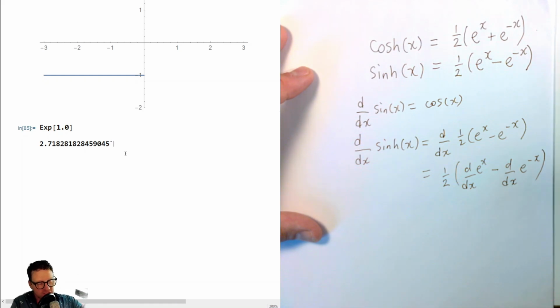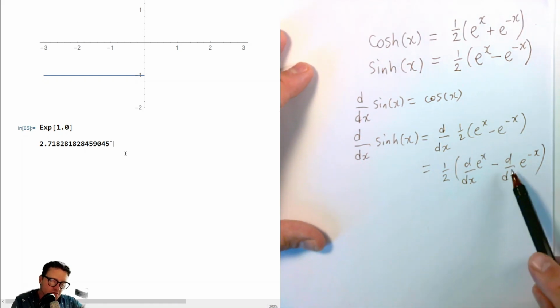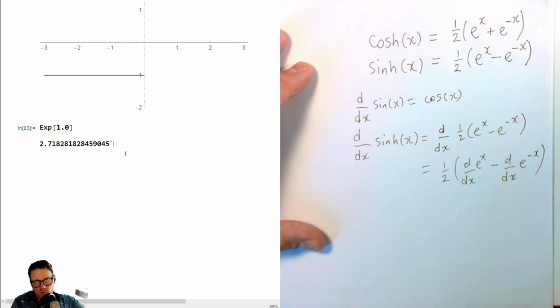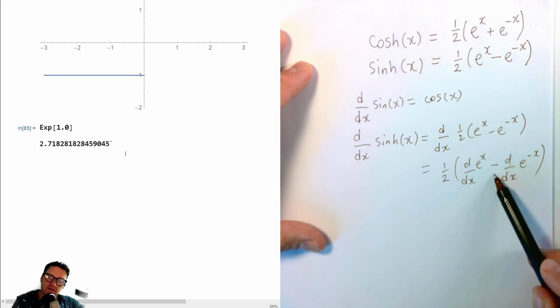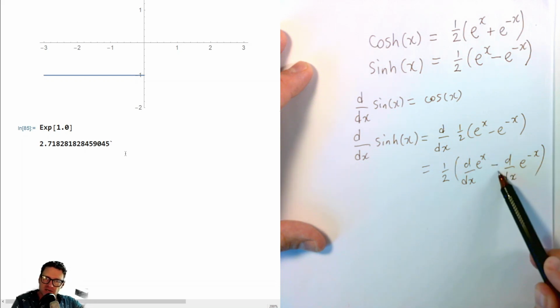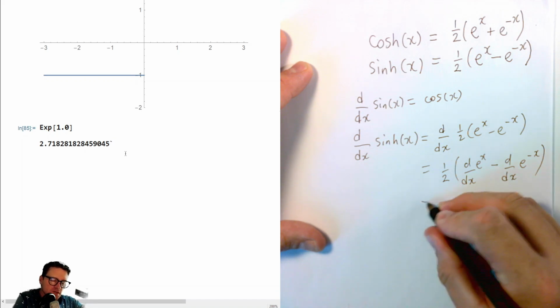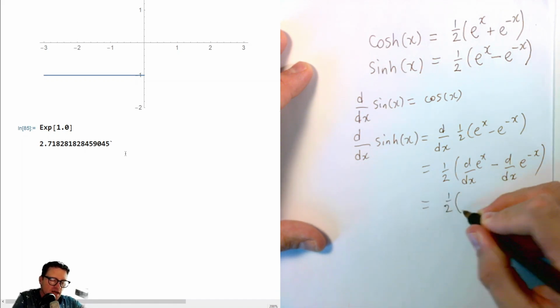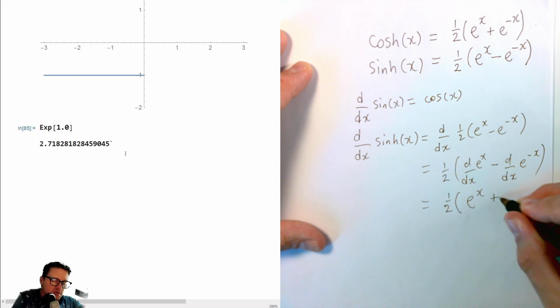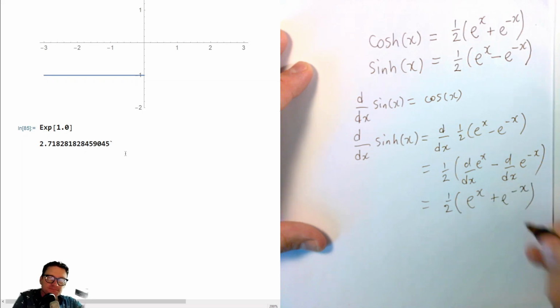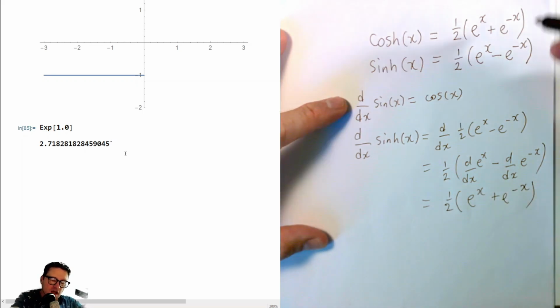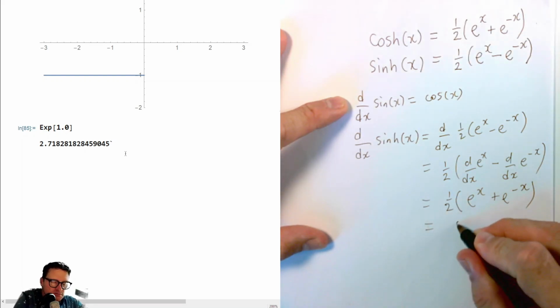Now, the derivative of e to the x is e to the x. The derivative of e to the minus x, well, that requires a chain rule, but the derivative of minus x with respect to x is -1. So that -1 comes down, goes together with this -1 and makes a plus. So what we have then is 1/2 (e to the x plus e to the minus x). And so we notice, yeah, that's defined as cosh.